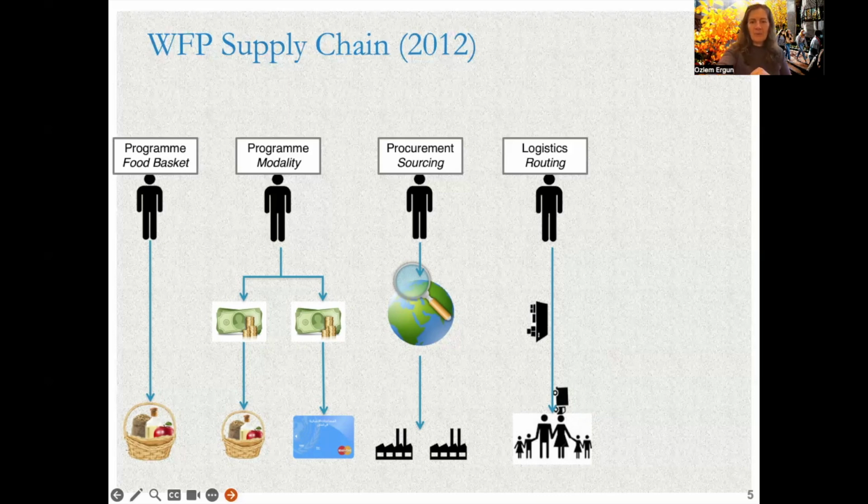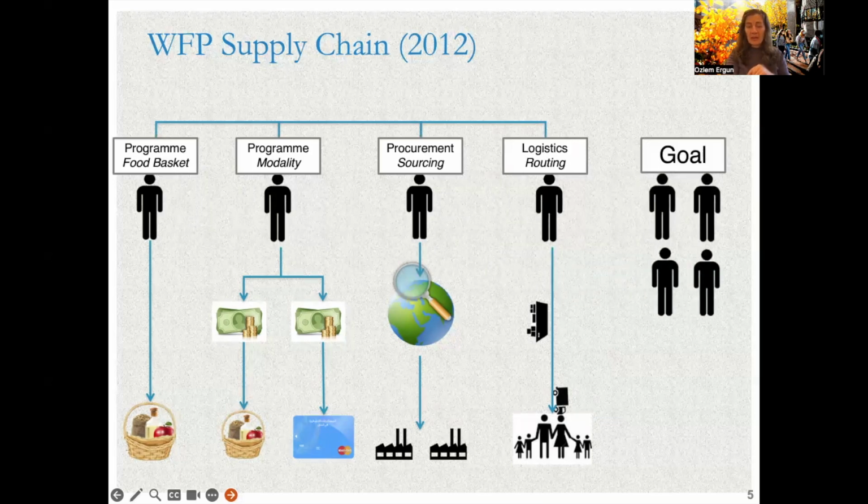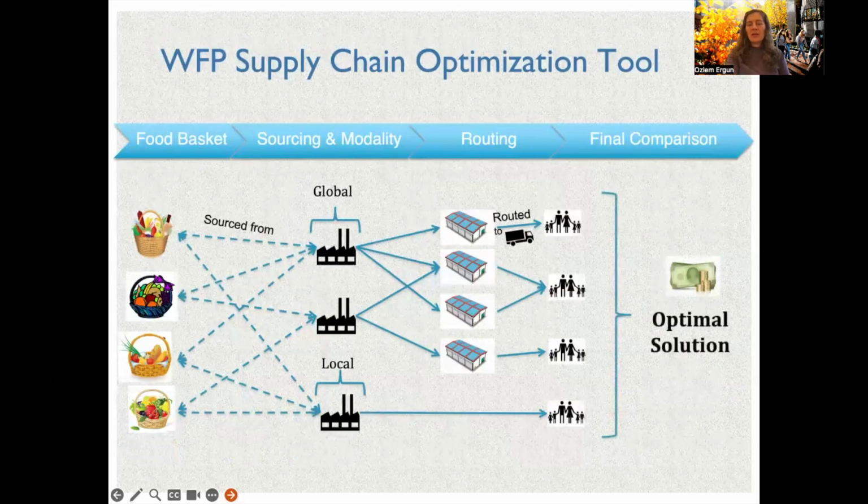In the early days, about a decade ago, WFP's organization worked in a very siloed way, and all of these decisions were made sequentially and without any interaction between the different groups. So you can imagine the inefficiencies that existed. So our goal was to bring these parties' decision-making capabilities together and build a decision support tool that will enable an optimal solution that actually considered all of these decisions at the same time.